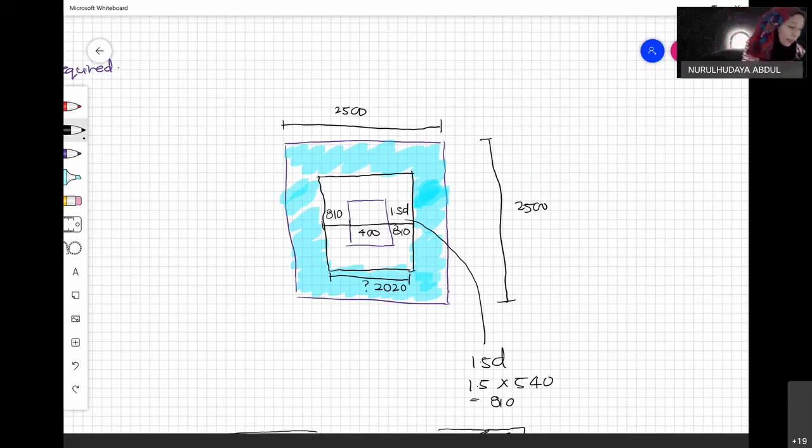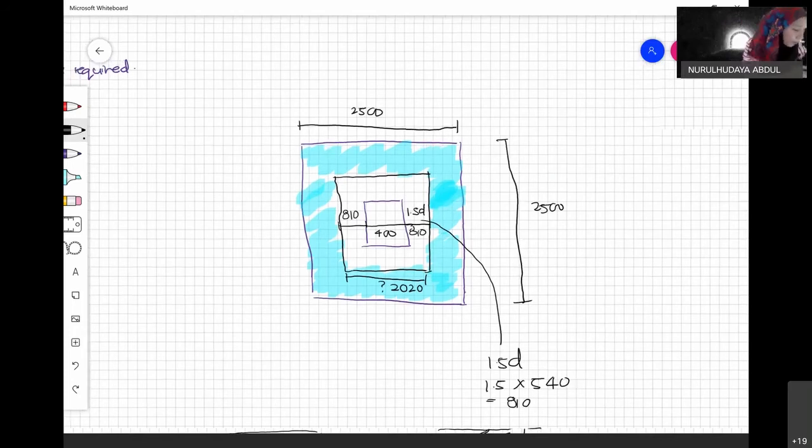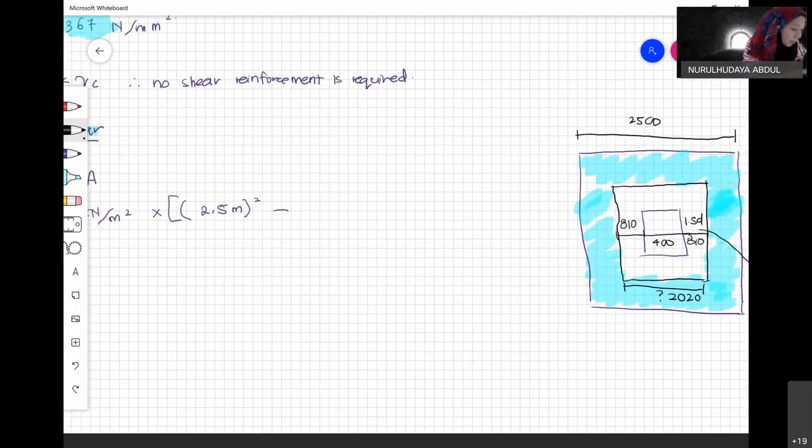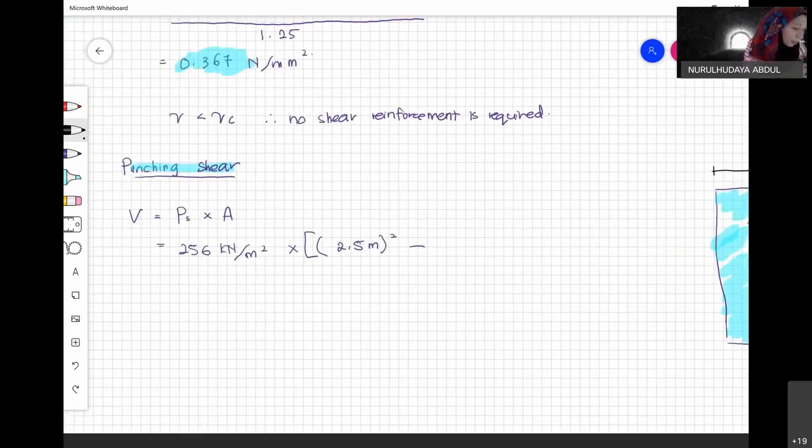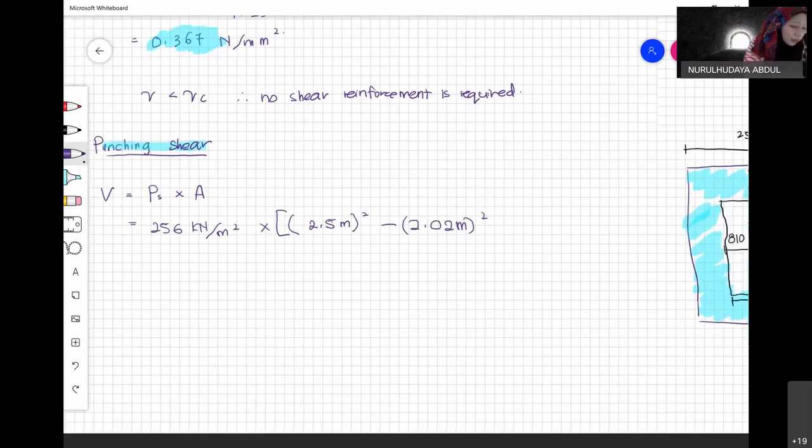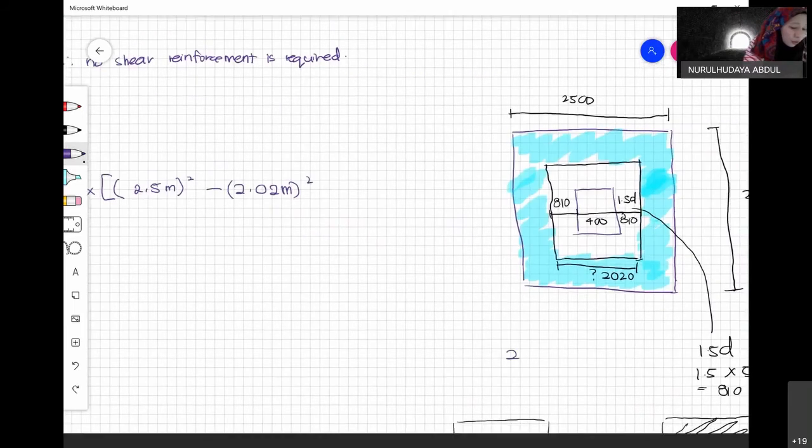So nak dapatkan area dia, so 2020 darablah 2020. Okay. Dan kalau kita tengok kat sini, dia dalam meter, so kita tukar dia meter. So dia jadi 2.02 meter. 2020 milimeter, tukar meter bagi 1000, jadi 2.02 meter.